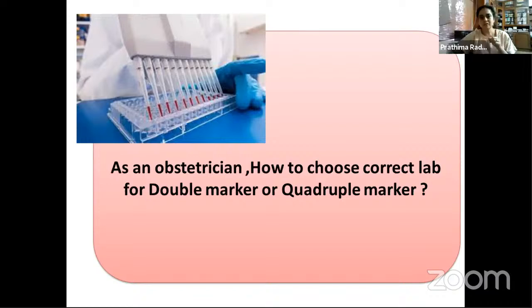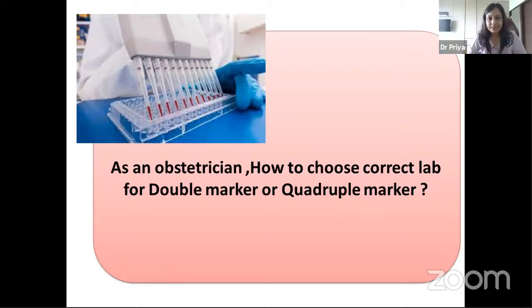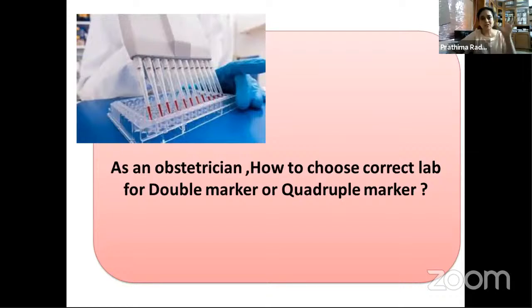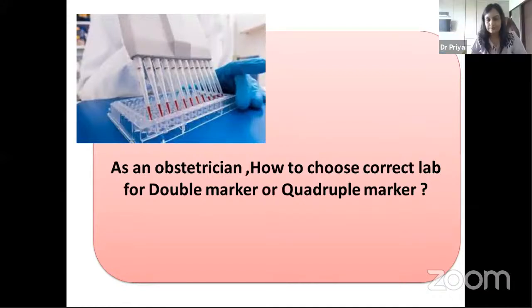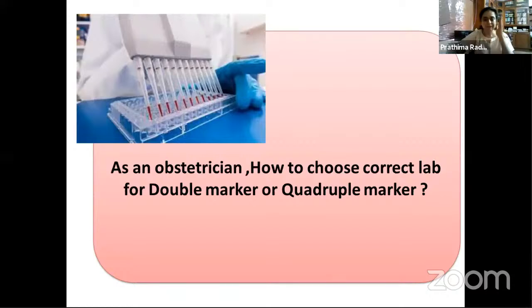I think we should first of all stop calling this a double marker test. It's a combined test. That is the correct word. It's not a double marker test. Double marker is just a small component of the combined test. The combined test will include screening for chromosomal problems, screening and detection of structural anomalies, and screening for preeclampsia. So the entire thing is a combined test. That terminology we have to get used to, and say not 'double marker bhi kiya' but 'the combined test kiya'. Let's get the definition right.